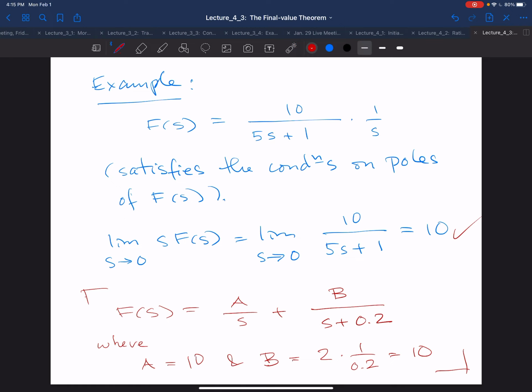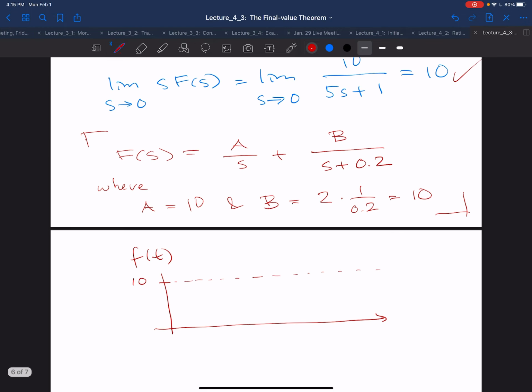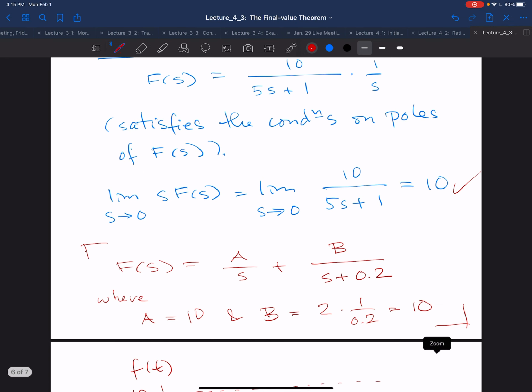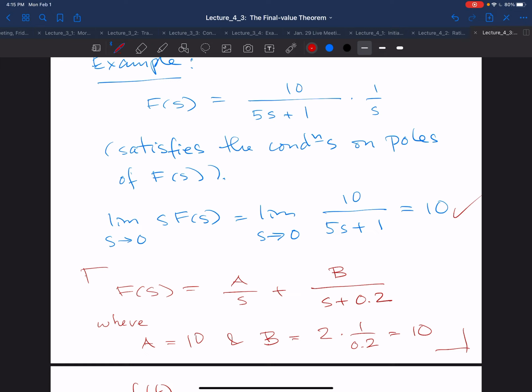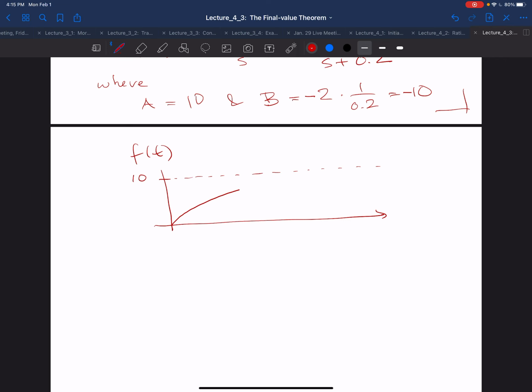Roughly speaking, we could say that the plot of f(t) in this case looks like this. It consists of a step. Let me, we let s equal minus 0.2. Yeah, s equals minus 0.2, so in fact we have a minus sign here that I left out. So in fact, the function looks like this. It exponentially converges towards the final value of 10.